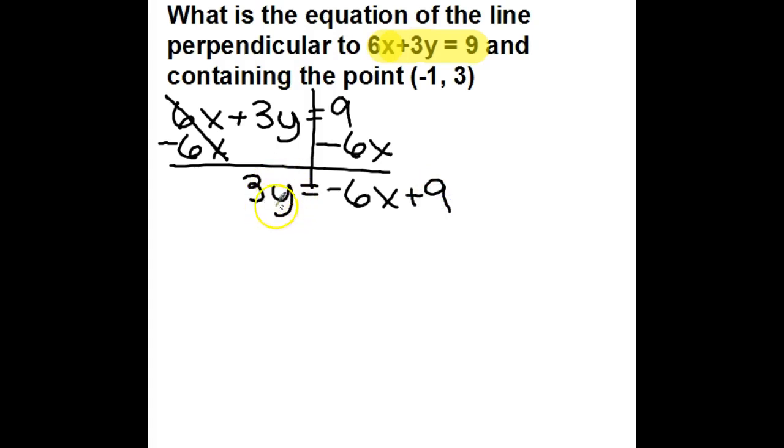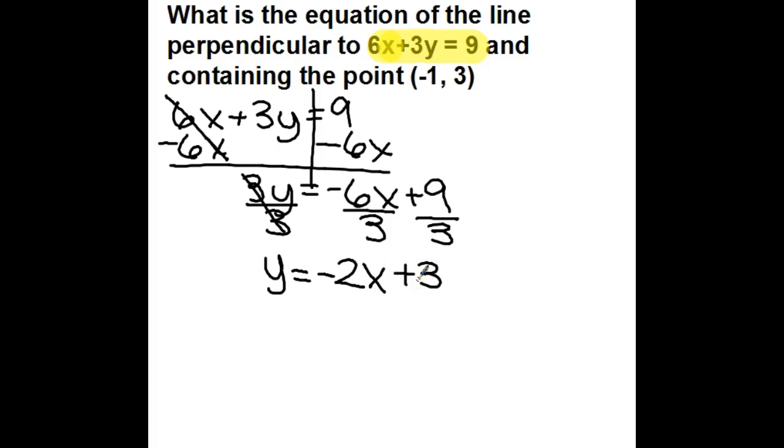Right now, this y isn't by itself yet. It's being multiplied by 3, so I need to do the opposite. I'm going to divide everything by 3. So my new equation in slope-intercept form is y = -6 divided by 3, which is -2, bring down my x, and a positive 9 divided by 3 is a positive 3.